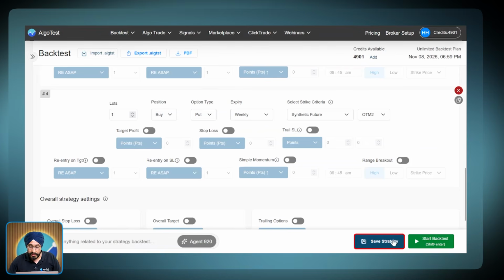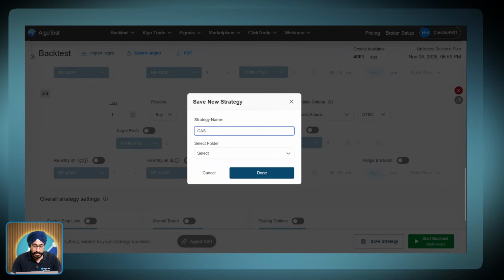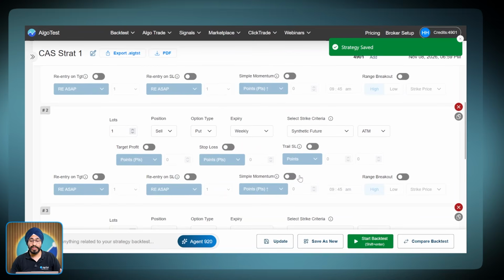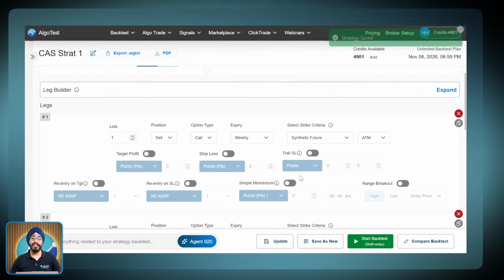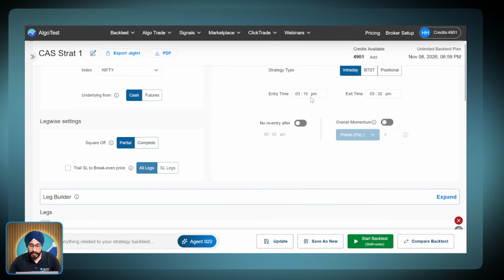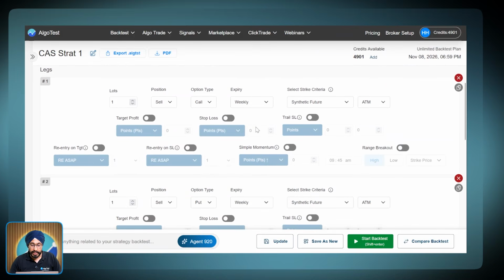Now let's save this as my CAS strat 1. Okay. Now this is my first strategy. Alright. Let's say I have 10 lakh rupees of capital. Am I going to enter all these three together? No. I want to enter one at 315, another one at, let's say, 321, and this is where I'm going to tell you how synthetic future helps.